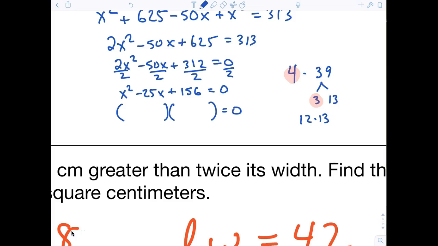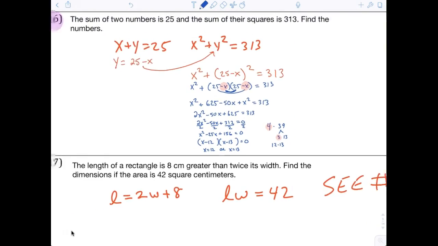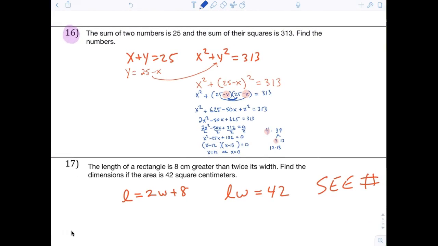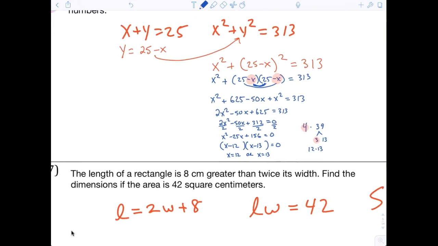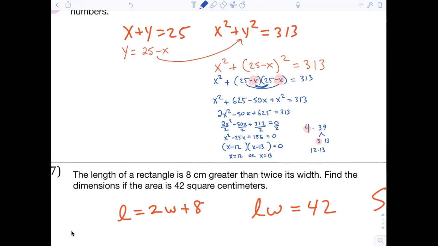And then they would have to both be negative. So we're going to write (x minus 12)(x minus 13). So now we're going to say x can equal 12 or x can equal what? 13. Does everybody agree with that? So now, if x is 12, y would be what? 13. So they're basically saying that the numbers are interchangeable.